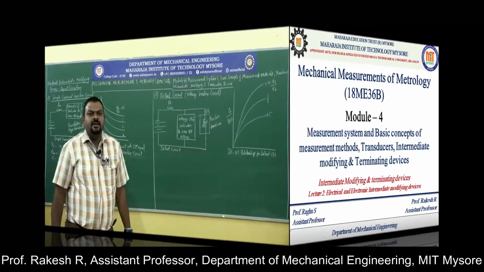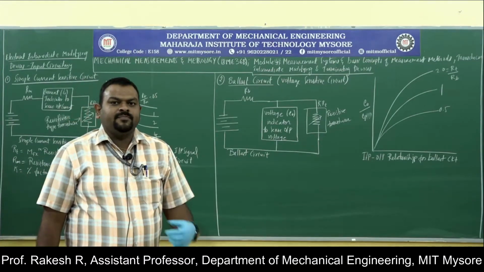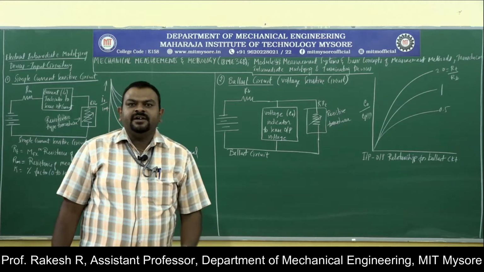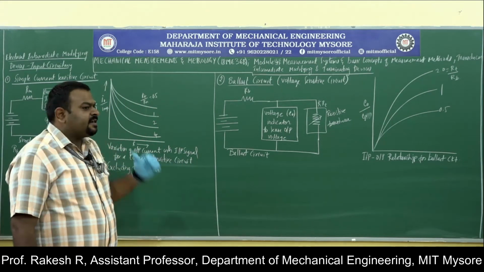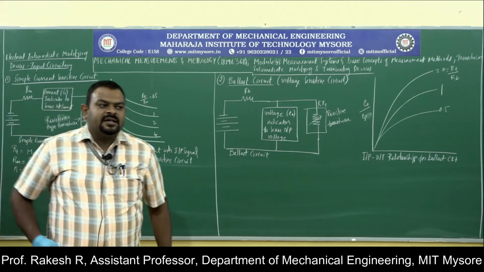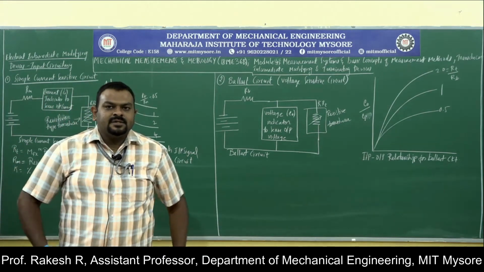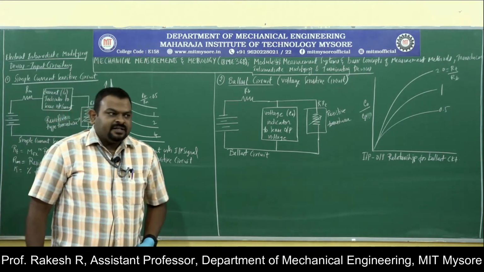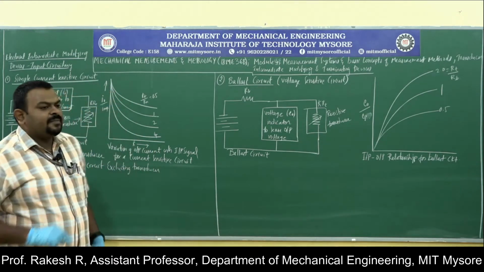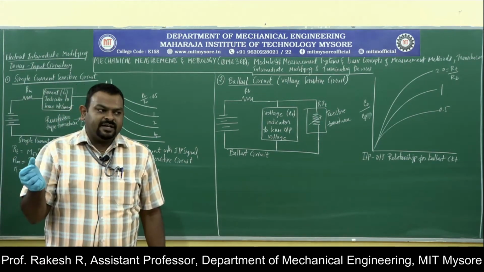In the mechanical intermediate modifying devices, there are some problems like inertia and backlash. In order to eliminate that, we have defined electrical intermediate modifying devices. Electrical intermediate modifying devices are the ones which have an electrical circuit, and the change in resistance will be directly proportional to voltage or current.